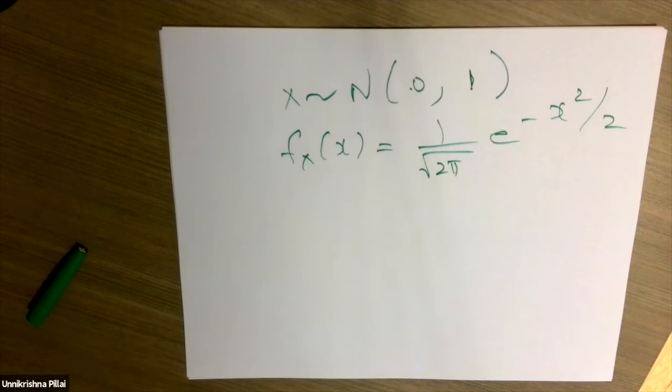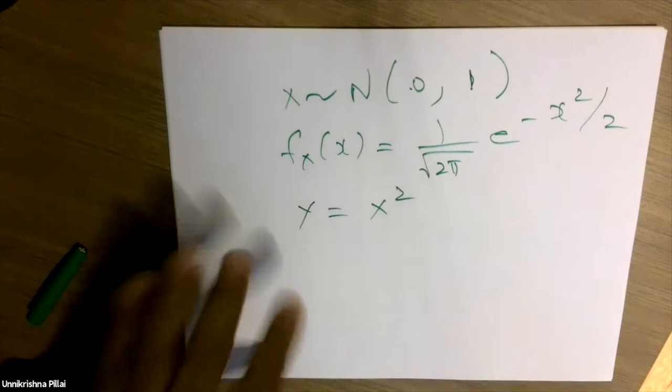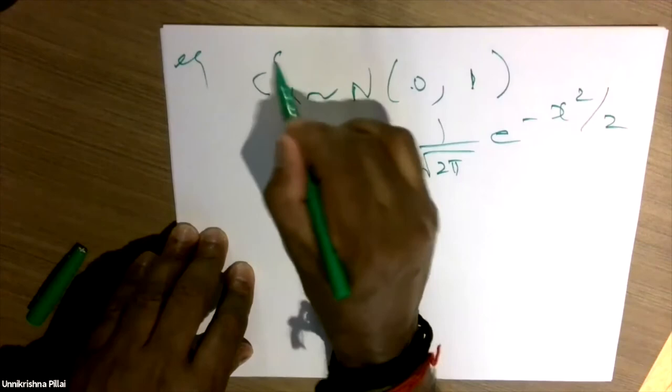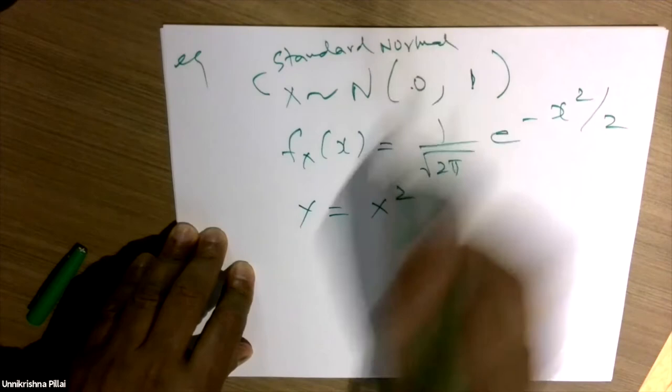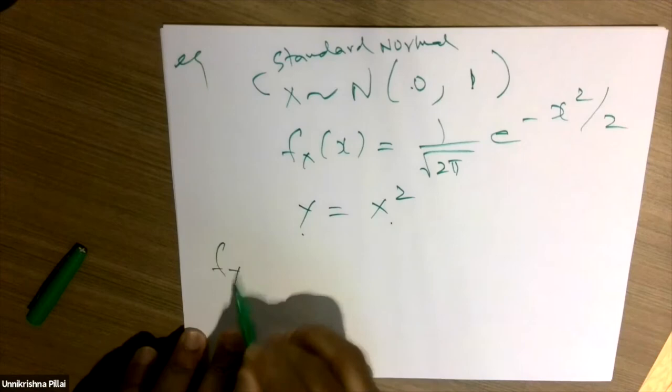So remember the previous problem, y equal to x squared. X is a standard normal, as he said, this is called a standard normal, right? So the question is, you square a standard normal, what is the density function of y? We have the answer, I'm just going to plug it in from there.